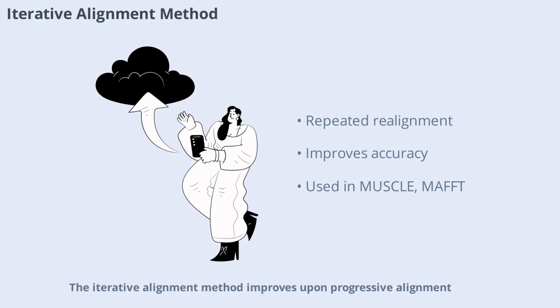The iterative alignment method improves upon progressive alignment by repeatedly realigning sequences to optimize the overall alignment. After an initial alignment, the algorithm revisits and adjusts the alignment to correct errors and improve accuracy. This approach is more computationally intensive, but often yields better results, especially for complex datasets. Iterative methods are used in tools like Muscle and MAFFT, making them popular choices for high-quality alignment.